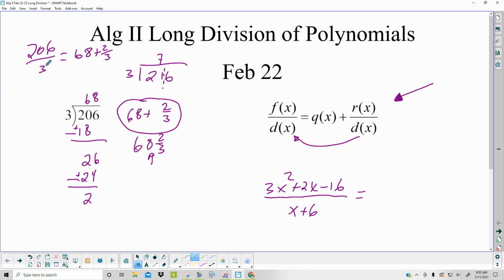Notice this is the same number as this. This is the same number as this. The remainder is r. Q of x is your quotient. It's the number that was on top of the division symbol. Okay? All right? So here goes.